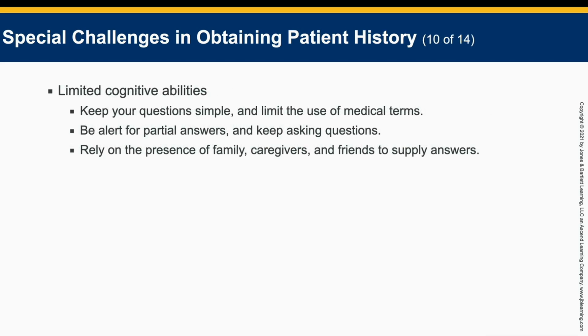Another challenge we may encounter is limited cognitive ability. Some patients have difficulty understanding questions and explaining their symptoms. This can occur in young children, patients with developmental disabilities, elderly patients with dementia, or patients with altered mental status. In these situations, it's important to keep your questions clear and simple and avoid using complex medical terminology which may confuse them. When available, family members, caregivers, or friends can often provide helpful information about the patient's medical history, medications, or what happened prior to our arrival.